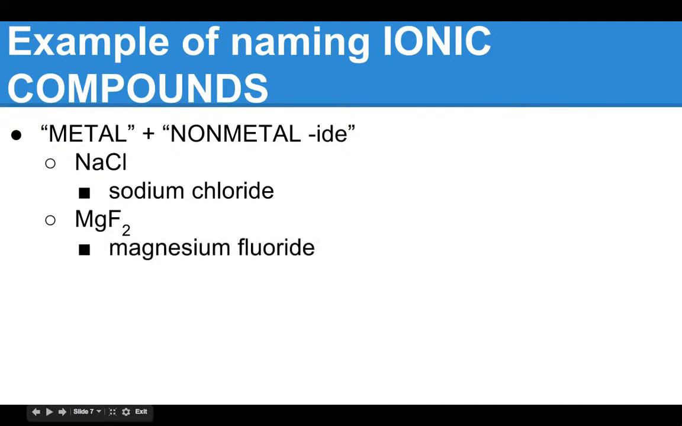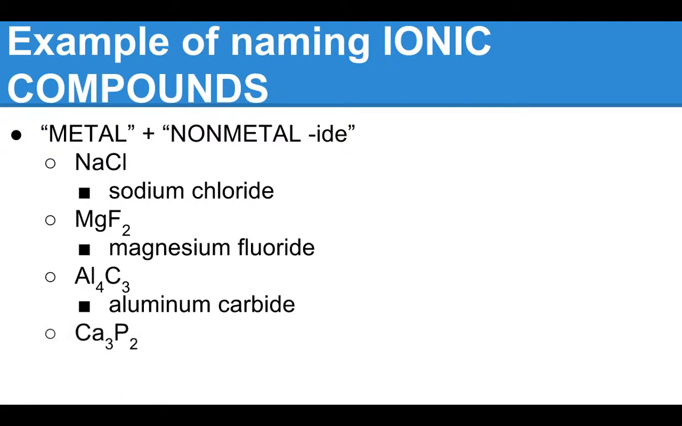So magnesium fluoride. Next one, we have aluminum and carbon. So we would have aluminum carbide. And then lastly, we have calcium and phosphorus, so it would be calcium phosphide. So that's basic naming of ionic compounds and the basics behind ionic bonding. If you have any questions about anything in this video, let me know.